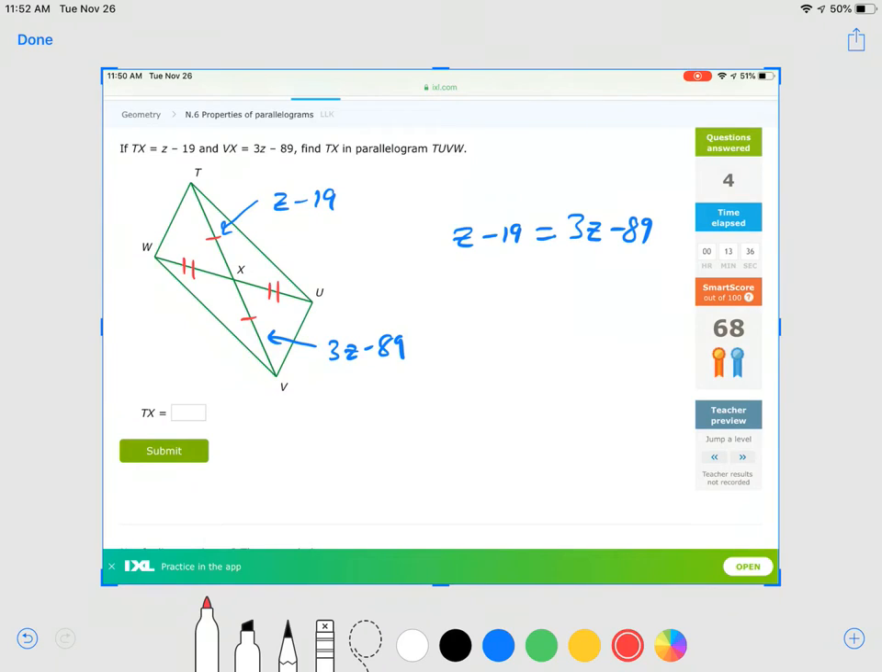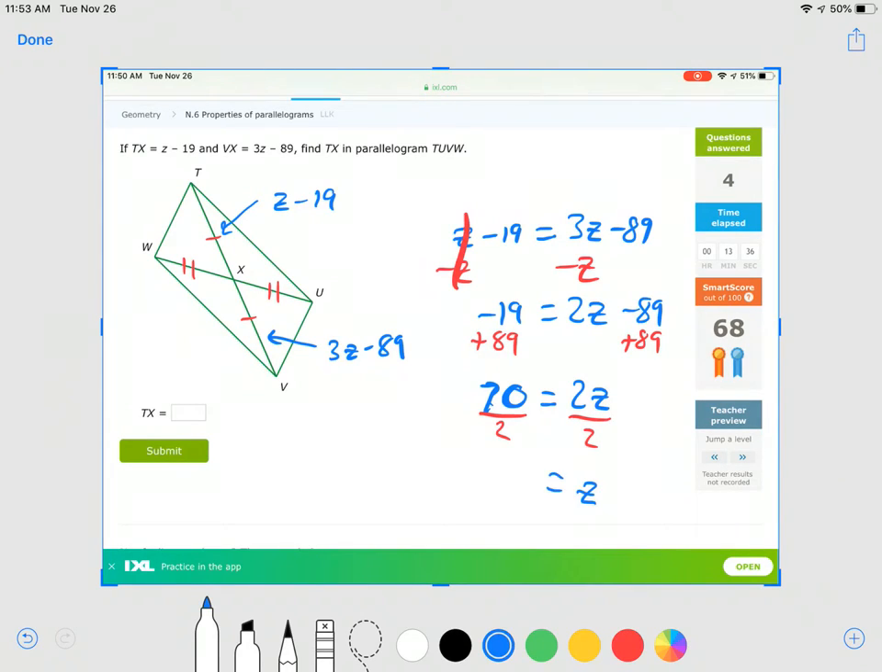We have Z's on both sides. I'm going to move this one over, minus Z. We're left with negative 19 on the left, and 3Z minus Z is 2Z minus 89. Add 89 to both sides. That gives us 70 is equal to 2Z. Divide by 2. Z equals 35. They're not asking for Z.